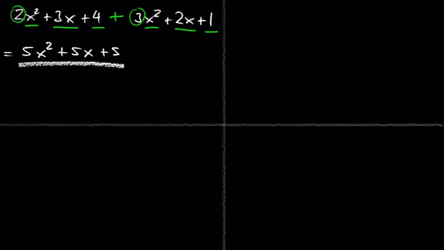Let's look at another example and add the polynomials 2x cubed plus x squared plus 3 and 3x squared plus x minus 1. Again, the first step is to find terms in both polynomials which have the same variable raised to the same powers. Let's start with 2x cubed. Do we have another term with x cubed? Unfortunately not, but that's not a problem. We just keep the 2x cubed.